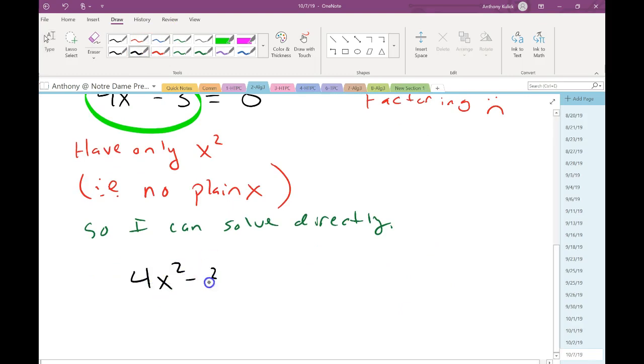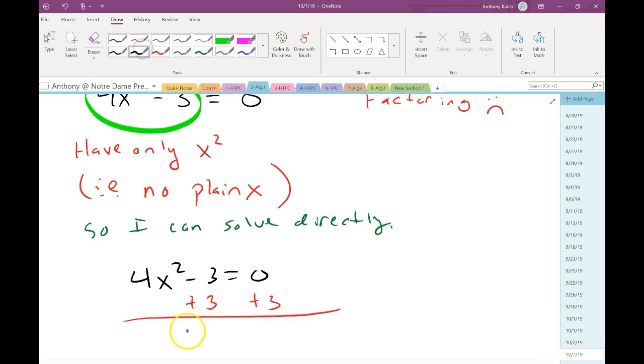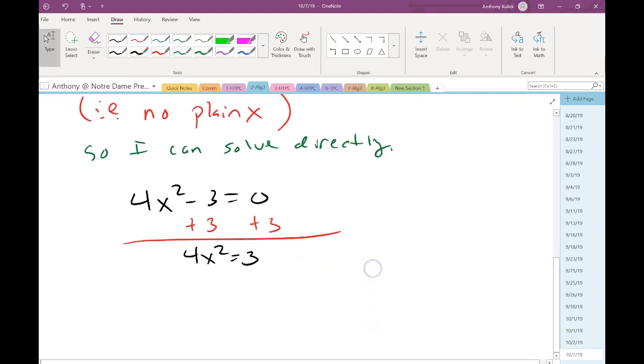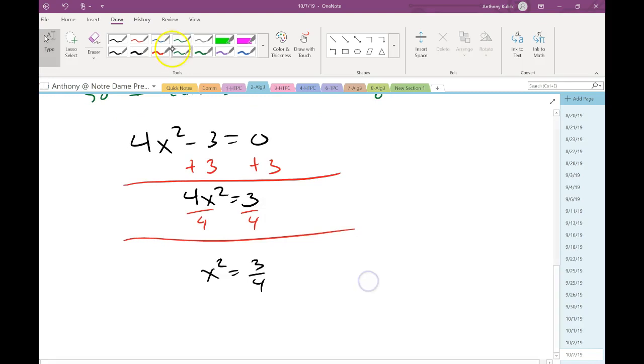What do I mean by solve this directly? Well, I can add 3 to both sides. And then divide both sides by 4. And then square root both sides to cancel the x squared.